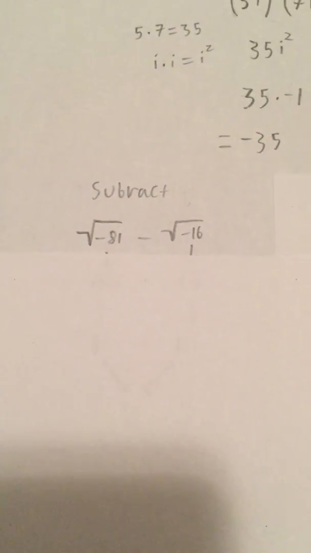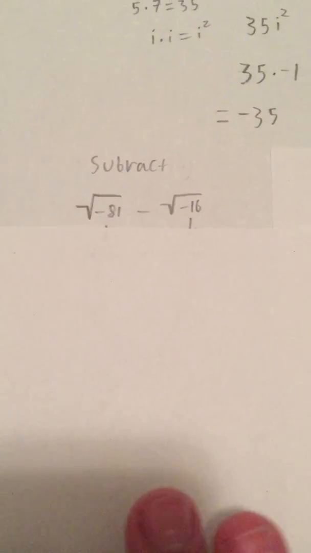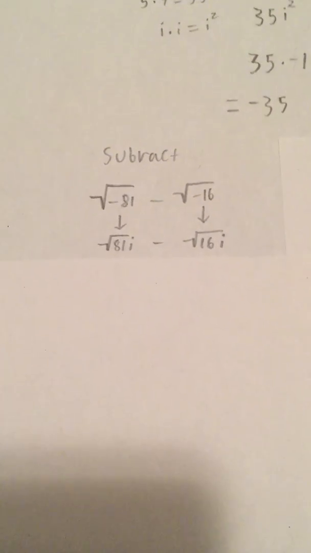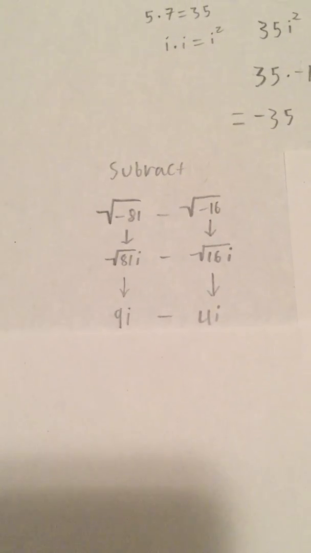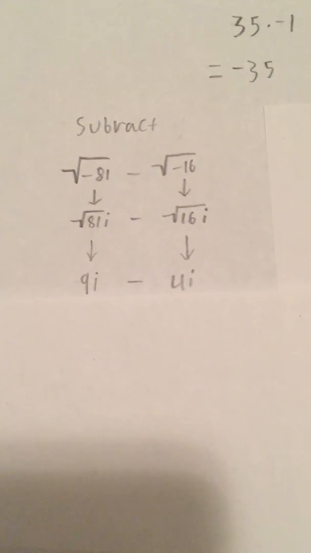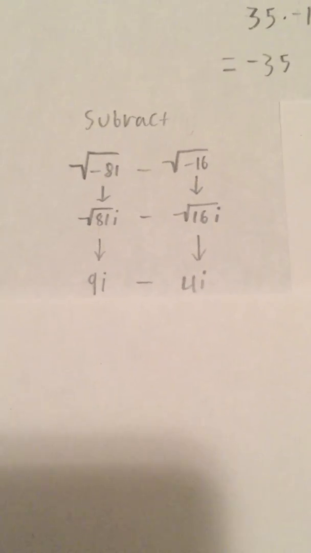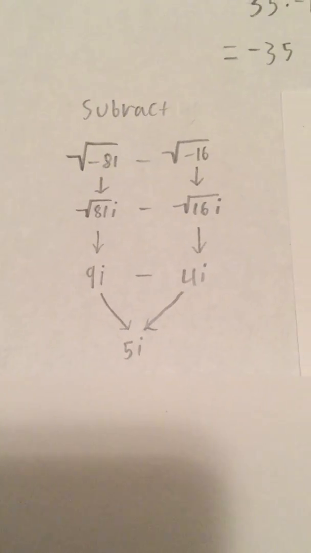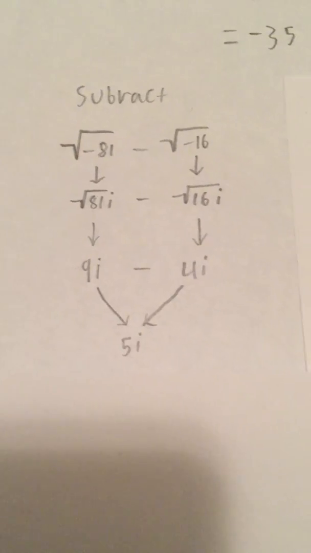Subtracting would look like this. The square root of negative 81 minus the square root of negative 16. You translate this into the square root of 81 i minus the square root of 16 i. These would translate into 9i minus 4i, due to the fact that 9 is the square root of 81 and 4 is the square root of 16. This would translate into 5i, being that 9 minus 4 equals 5. Then you would just attach the i.